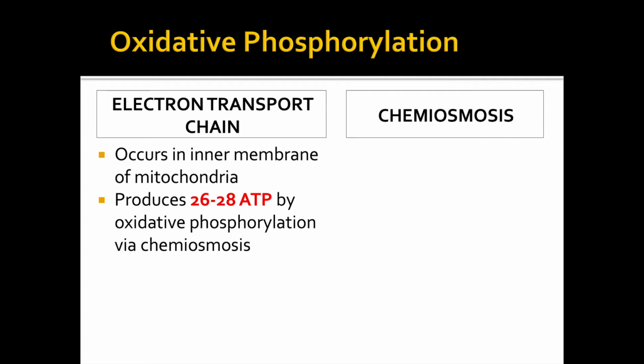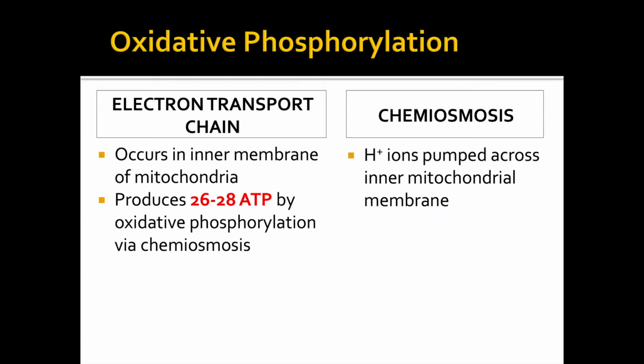It helps to produce the 26 to 28 ATP by oxidative phosphorylation via chemiosmosis, but the electron transport chain itself does not produce any ATP. Chemiosmosis is where all the ATP is produced. In chemiosmosis, this refers to the term chemical push.